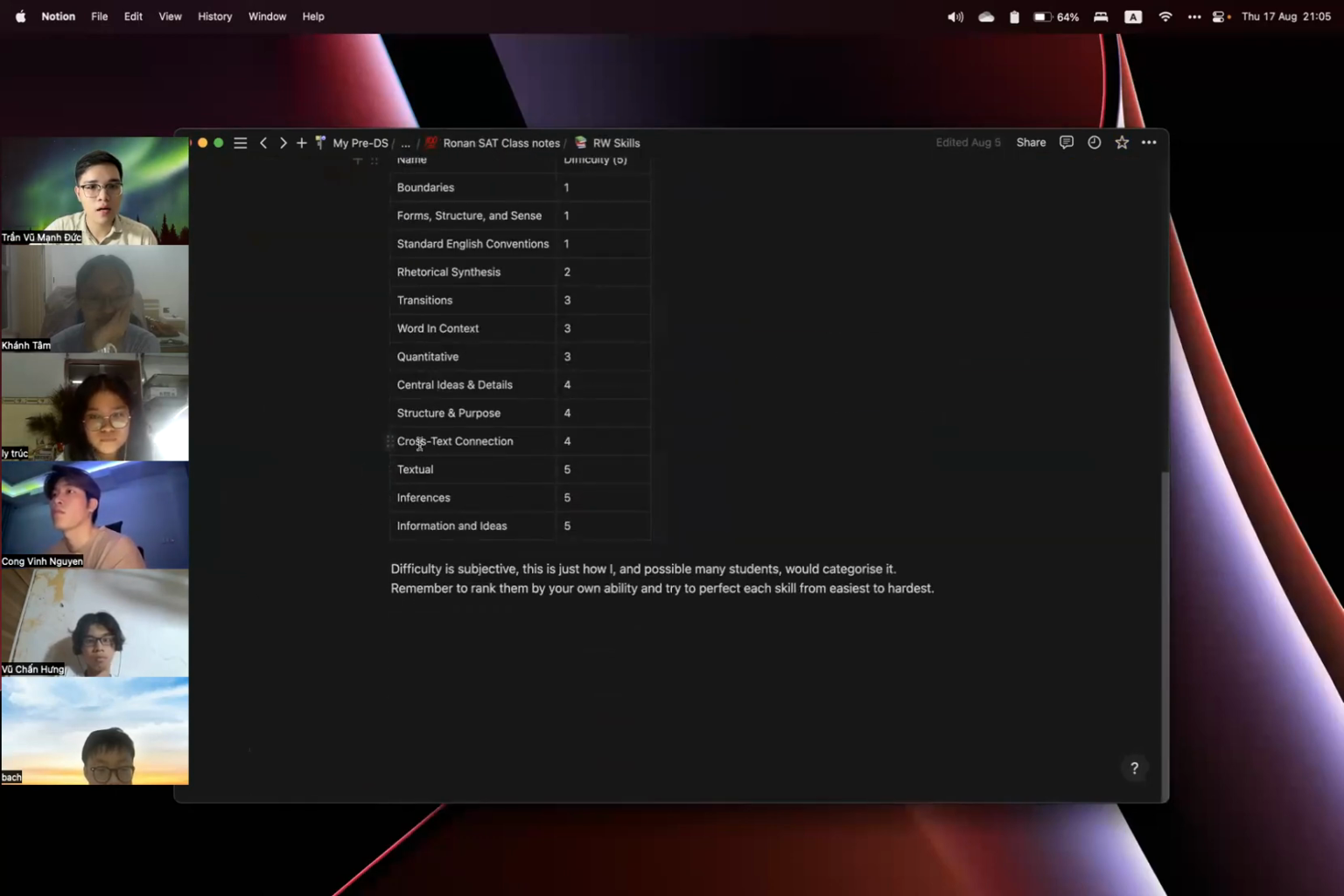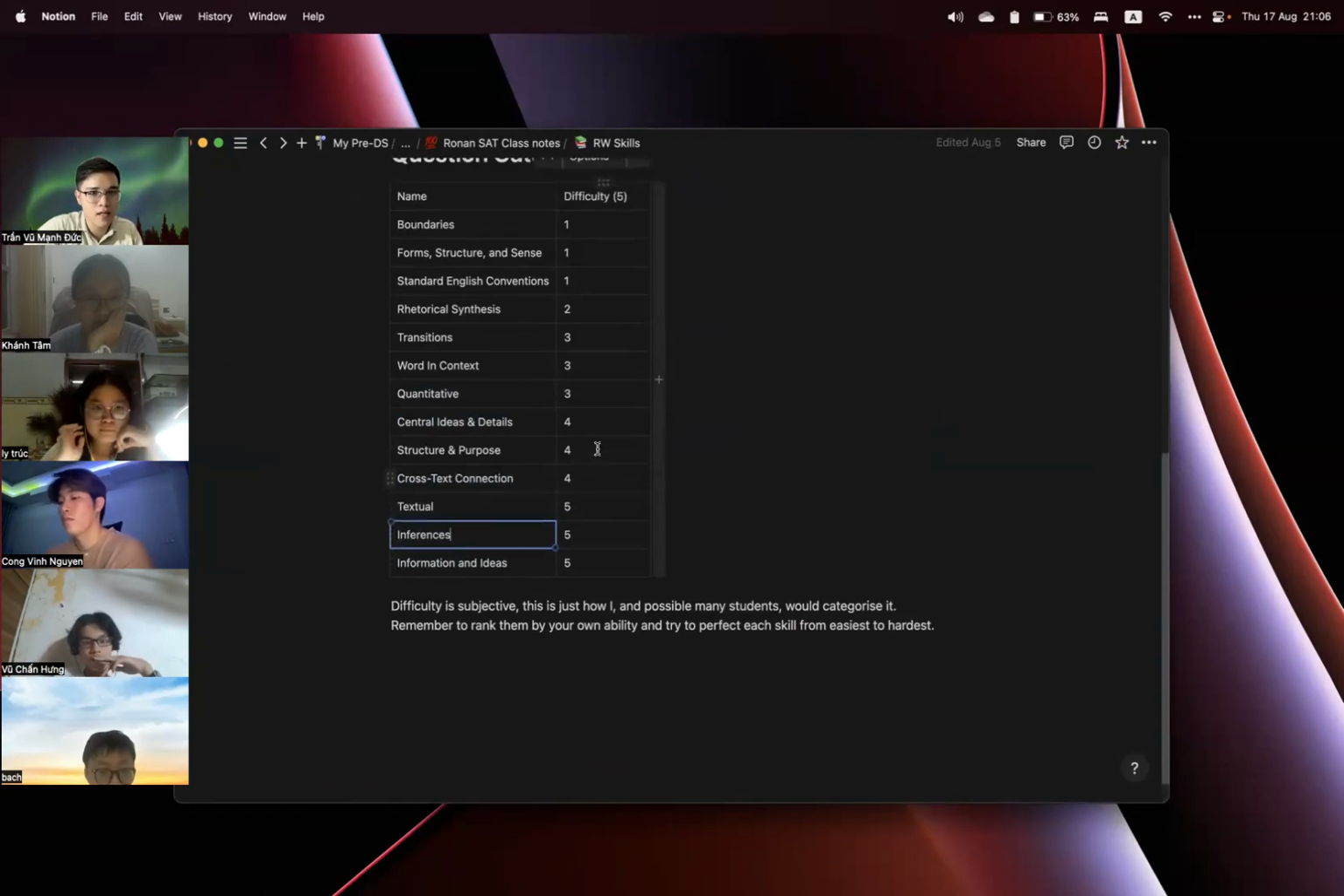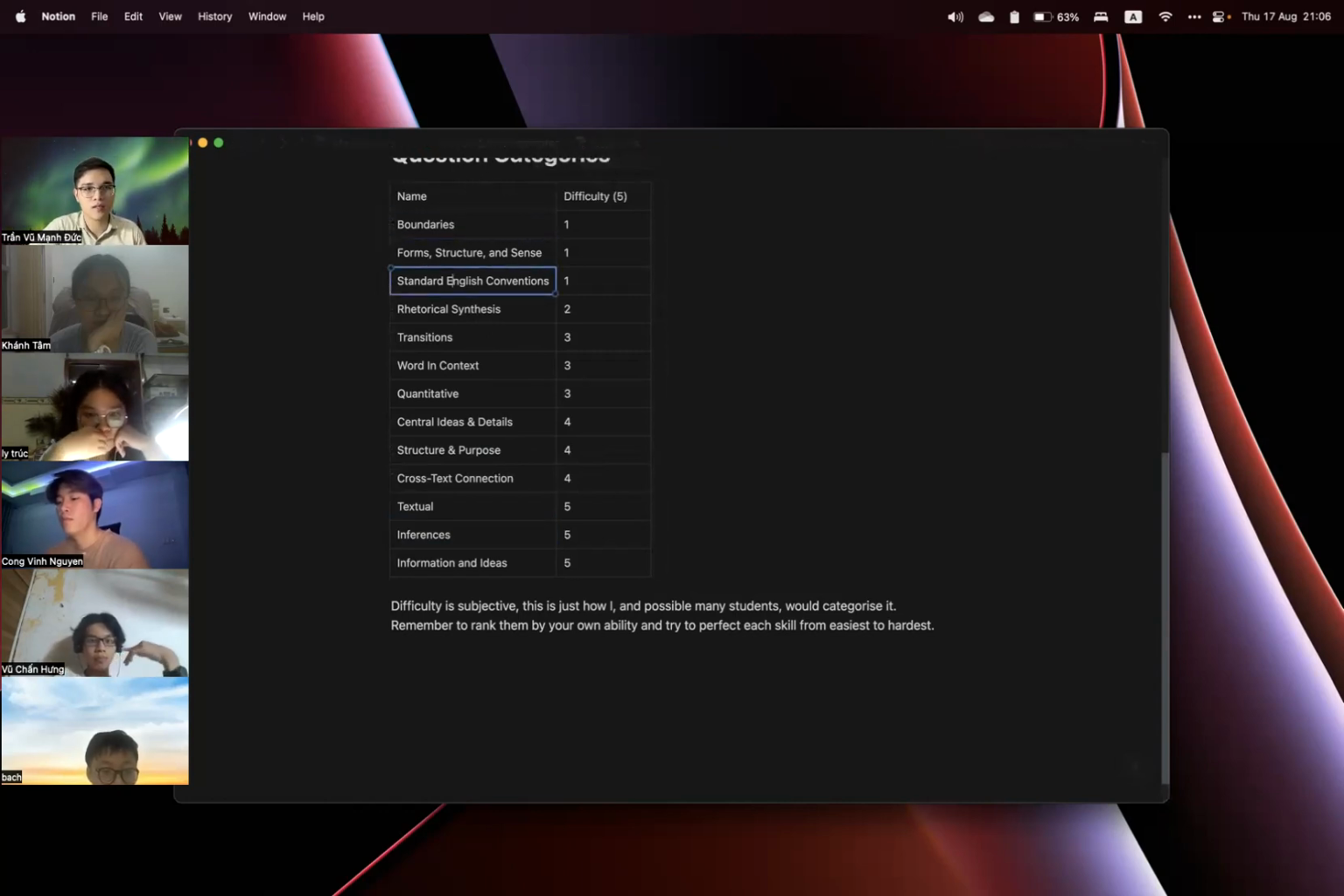All right, so cross-text, oh, we still have cross-text connection. We've already done inferences, information and ideas, central ideas and details. Oh, we haven't done inferences yet, so there's still that. Textual, we finished. So there's still cross-text connection and inferences. These are quite difficult, though not too difficult because it's the SAT. Let's check. Boundaries, done, check. Form structure, check. Standard English conventions, check. Rhetorical synthesis, very simple. Transitions, words in context, check. Quantitative, just learned it.